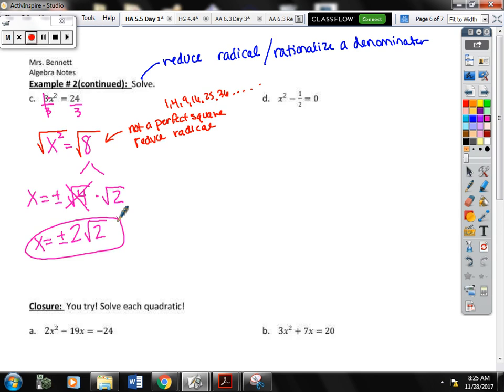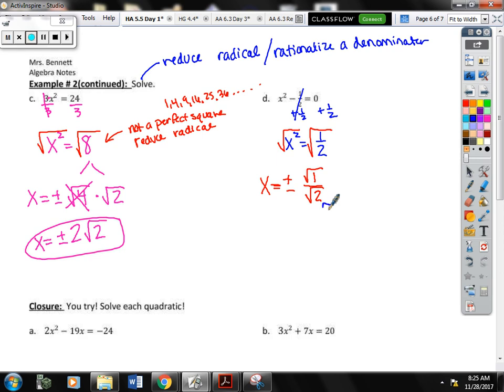Okay, D, we're going to have a similar problem here. We will, first of all, add 1/2 to both sides. And then we're going to square root both sides. As soon as we insert a square root symbol, that's when we need our plus or minus. And for this one, since it's a fraction, I'm going to go ahead and break it into 2 square roots. The square root of 1 over the square root of 2.